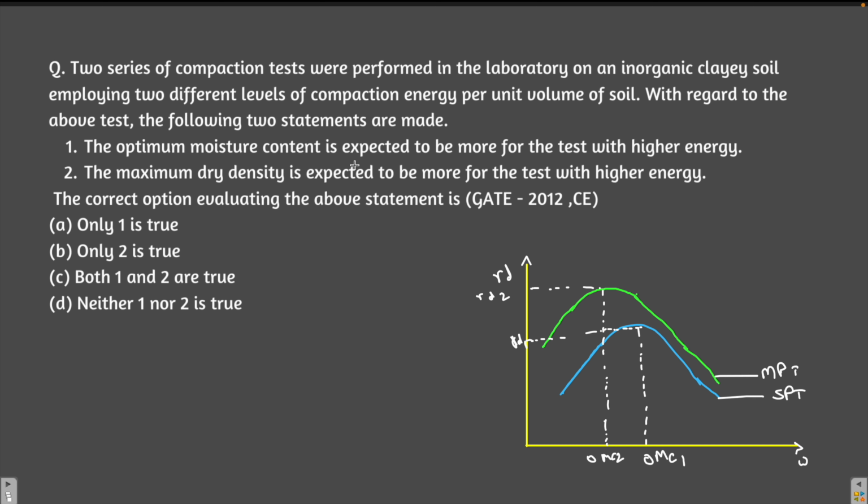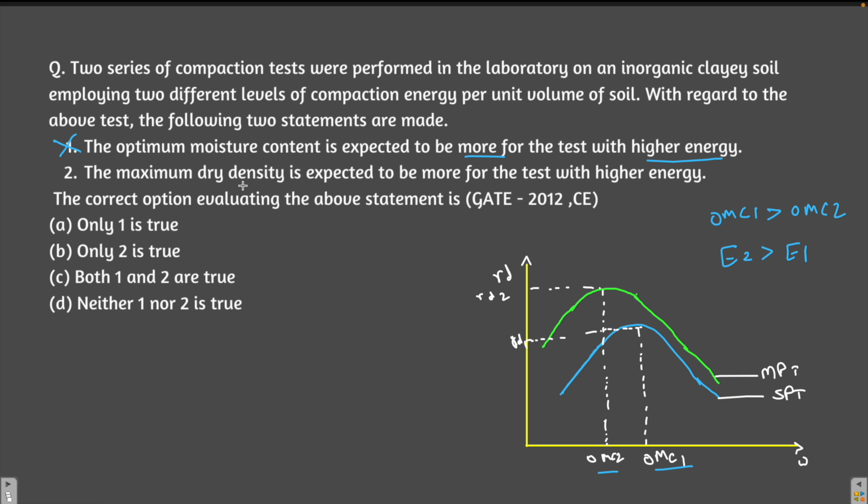The optimum moisture content is expected to be more for the test with higher energy. So which one is more? Optimum moisture content 1 is more or 2 is more? Clearly optimum moisture content 1 is more than optimum moisture content 2, right? But energy of 2 is greater than energy of 1. The green line is having more energy, so this statement is false. The statement that the optimum moisture content is expected to be more for the test with higher energy is wrong. Let's check the second one.